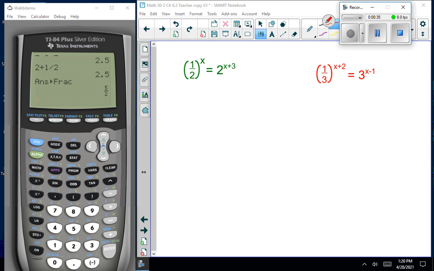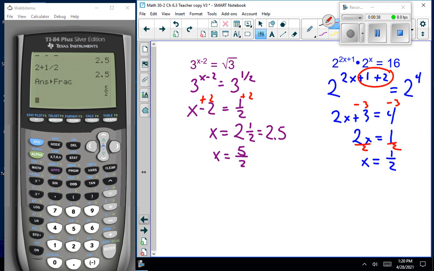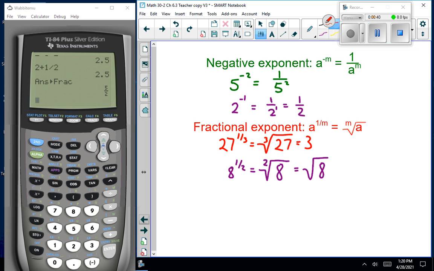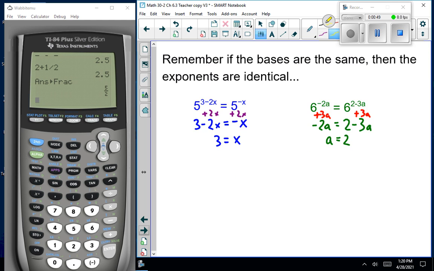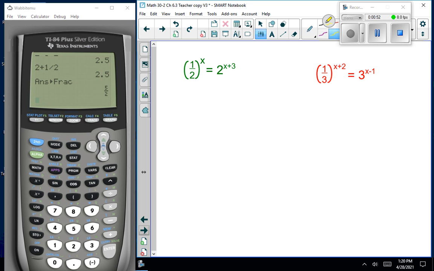You remember going back, negative exponents. And notice I actually did that as an example. 1/2 is 2 to the minus 1. So I can rewrite this as 2 to the minus 1 to the power of x equals 2 to the x plus 3. And from here you should be able to do it.